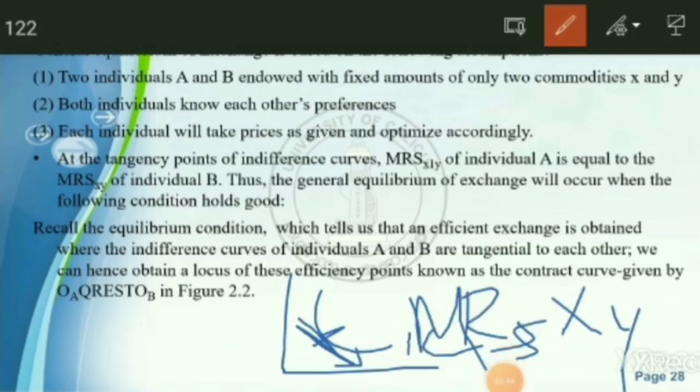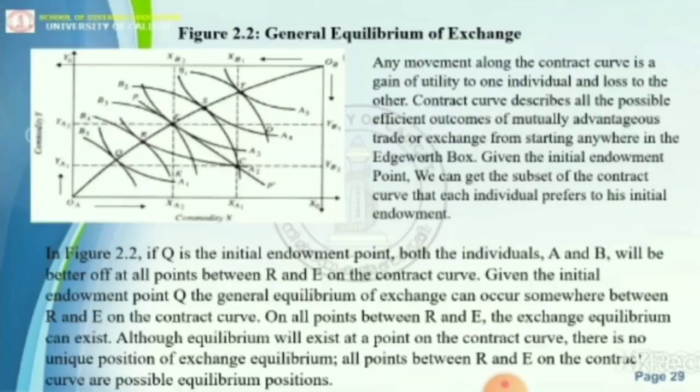So what did we understand? The general equilibrium of exchange will occur when the following conditions hold good. Recall the equilibrium condition which tells us that an efficient exchange is obtained where the indifference curves of individuals A and B are tangent to each other. We can hence obtain a locus of these efficiency points known as the contract curve, given by OA to OB in figure 2.2.